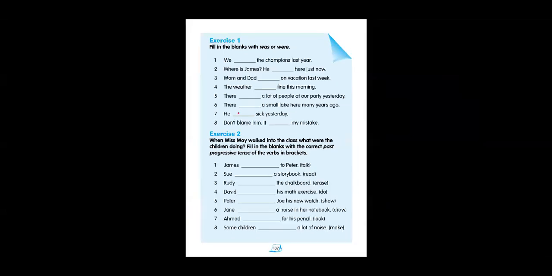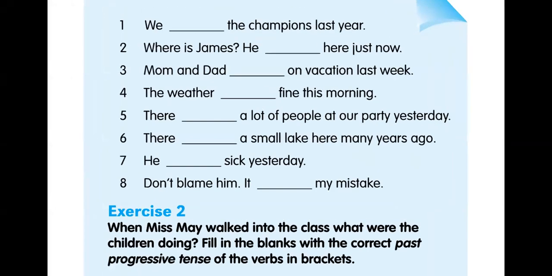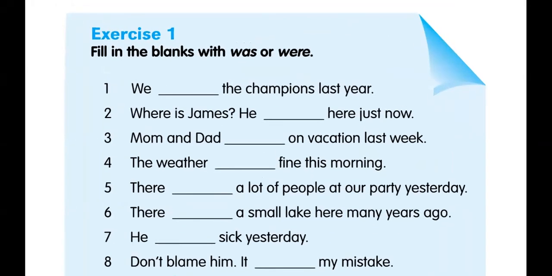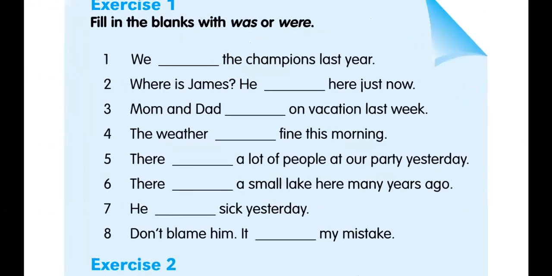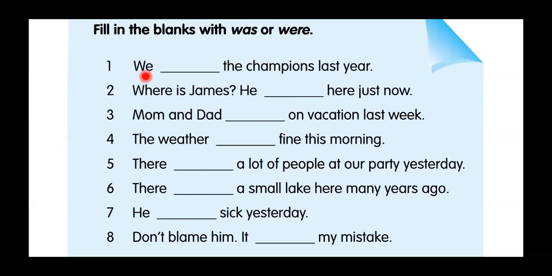Now let's go to the exercise and solve the past progressive tense. Exercise 1. Fill in the blanks with was or were. We dash the champions last year. We were the champions. Next one. Where is James? He dash here just now. He was here just now.